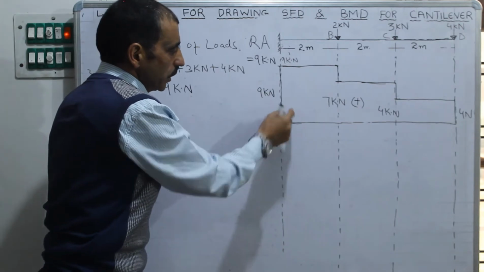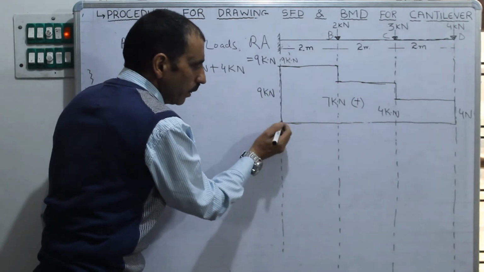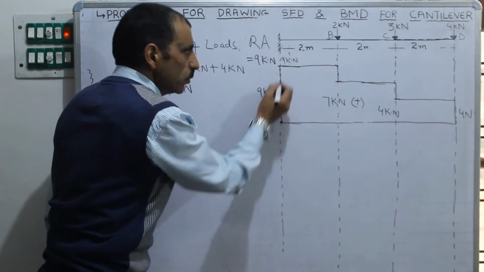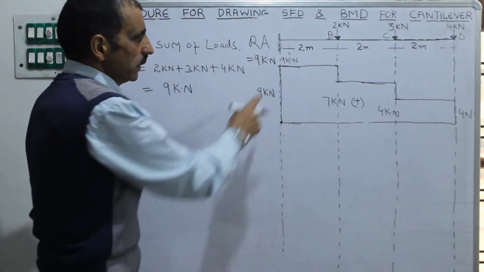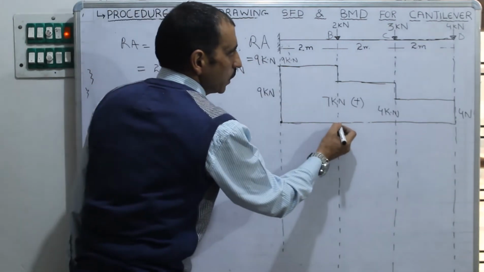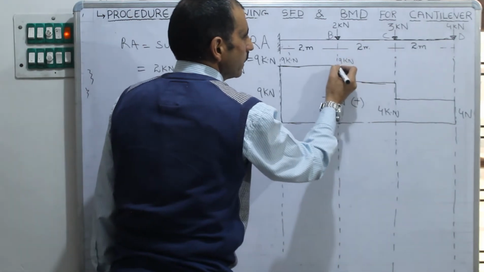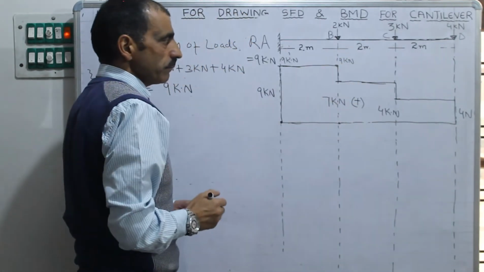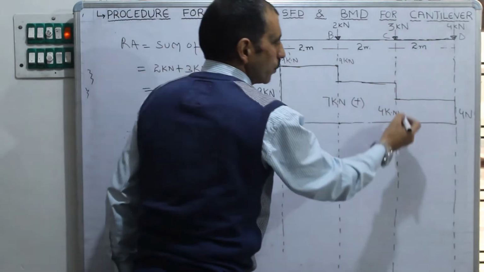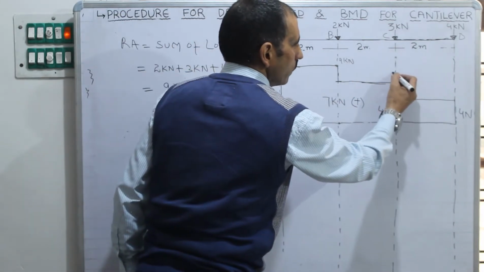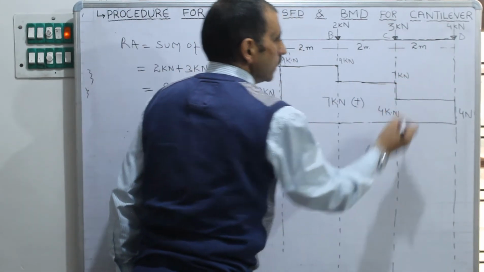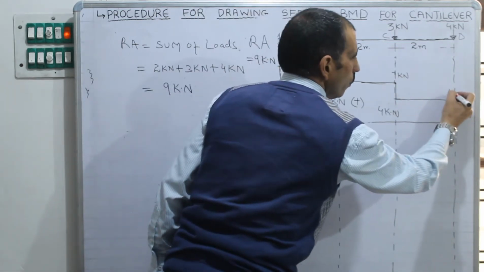Whenever you see the shear force, you have to calculate it from the point of reference to the outer edge. This is 9 kilonewton. The shear force at B is again 9 kilonewton, because we are considering the outer edge. And the shear force at C is 7 kilonewton. Shear force at D is 4 kilonewton.